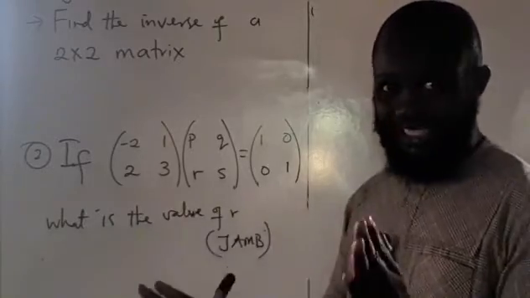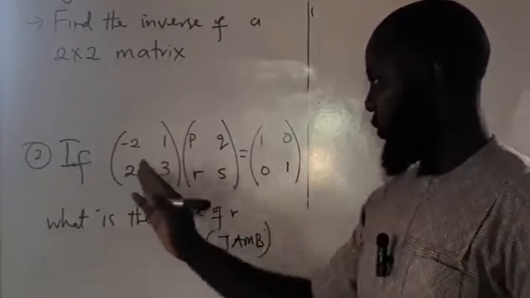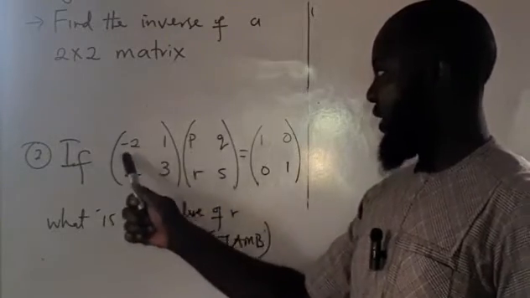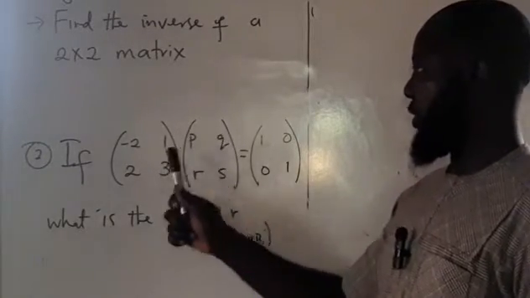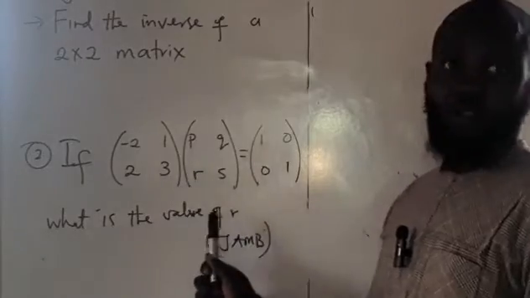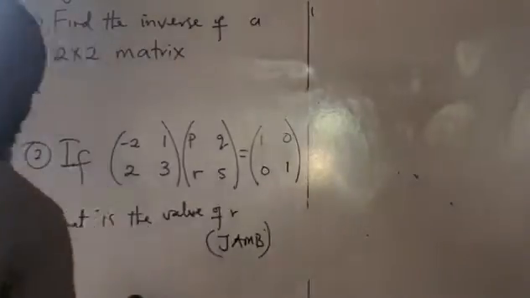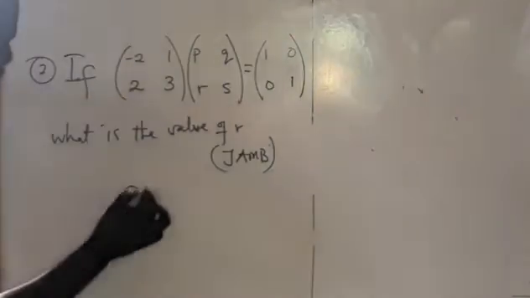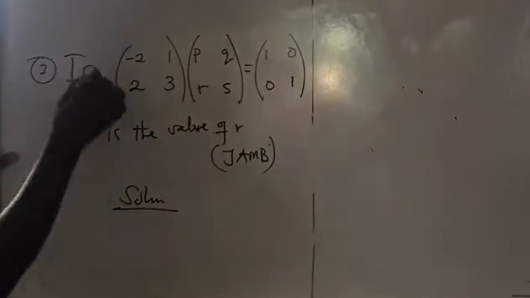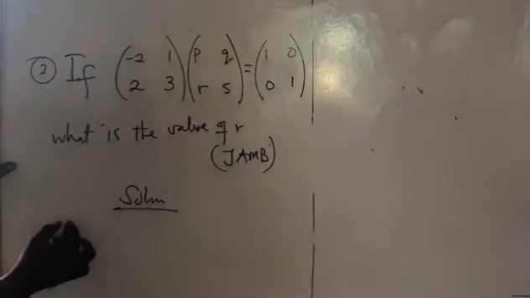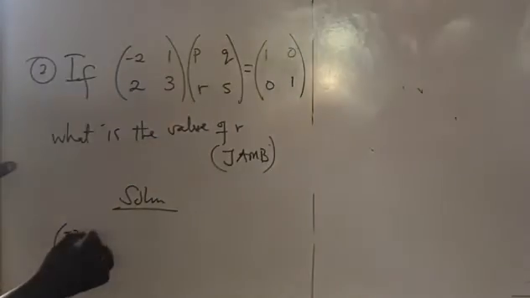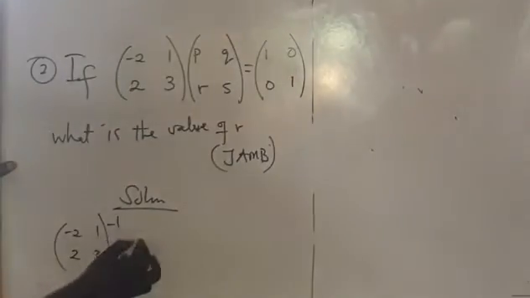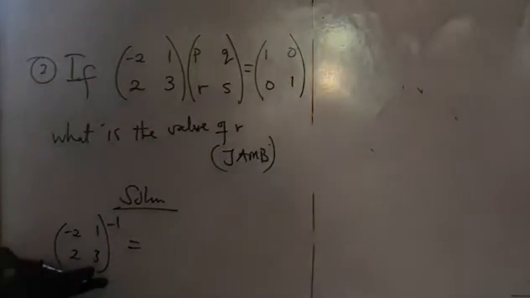Then we look at the elements. This one equals this one. So after finding the inverse, this element will equal this one, this element will equal this one, this element will equal this one, and this element will equal this one. So let's look at this. The solution to this will be, we find the inverse of this. That means we're going to have minus 2, 1, then 2, 3, inverse. That's what we're looking for.